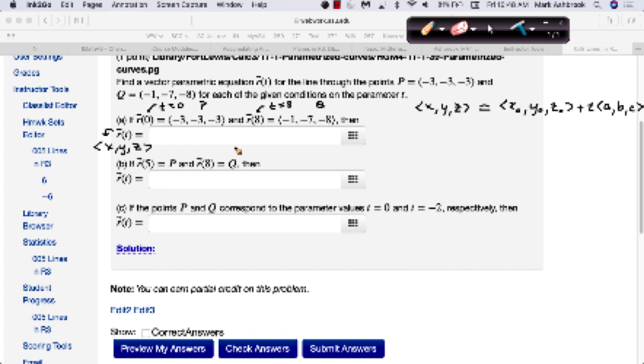So what will that mean for us setting up this equation here? When t equals 0, we want the result to be point P. So what does that tell us right away? The initial point has to be the point P, right? So that when t is 0, you'll just get -3, 3, 3. That's what this says. When t is 0, we want to get -3, 3, 3. Very good. Okay. Now, the other thing is that when we plug 8 in for t, we want to get the point Q.